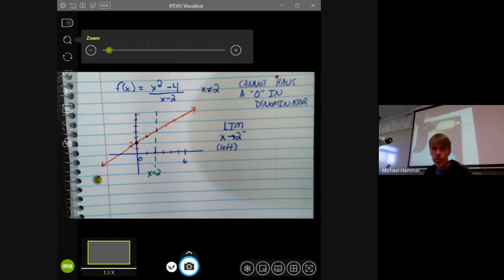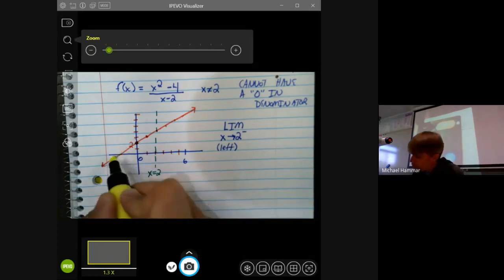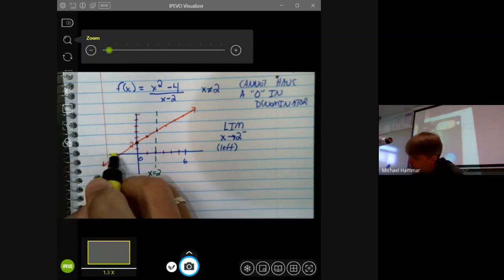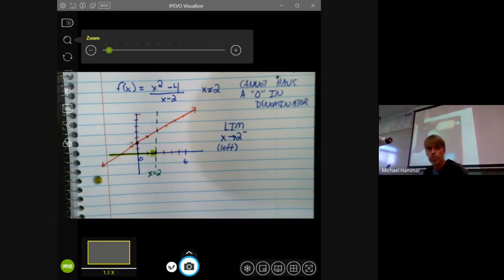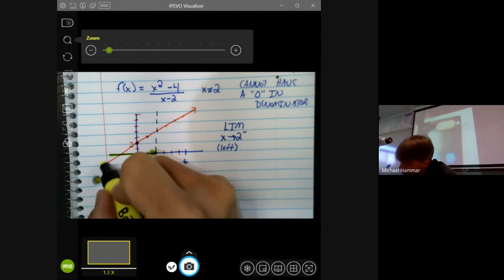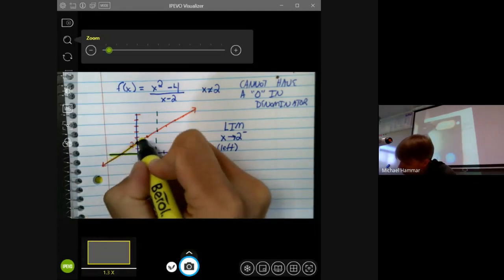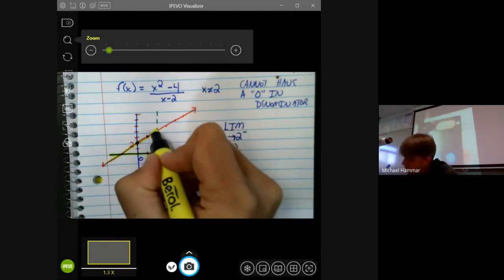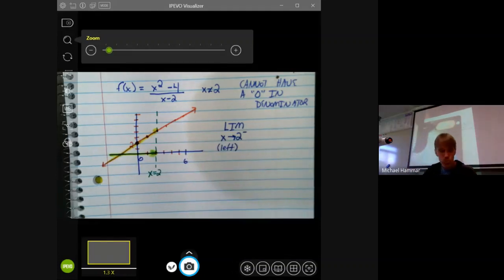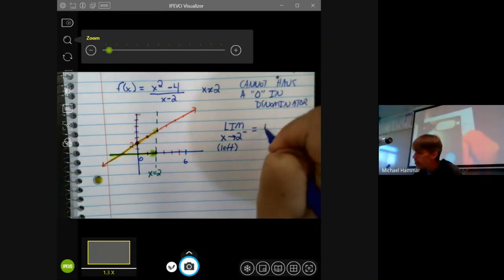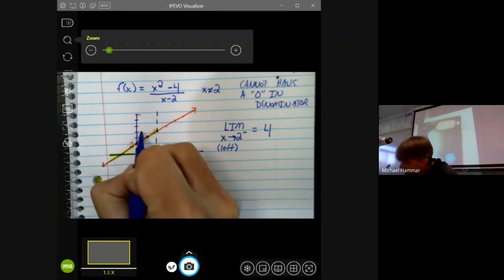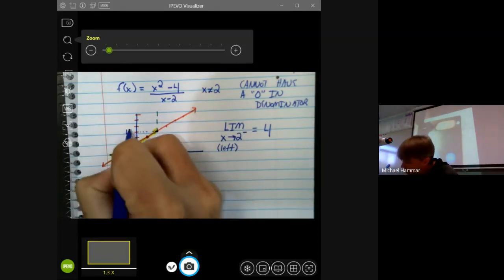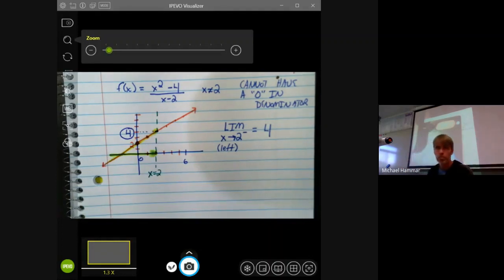So the first one is we're going to approach it from the left. So I'm going to approach 2 from the left side. I'm going to follow along here and get closer and closer and closer to 2. So it's just like tracing this graph until I get all the way to here. And when I get right next to 2, what is that value? Well, it clearly looks like the value is 4. As we go across, the f of x value is 4.